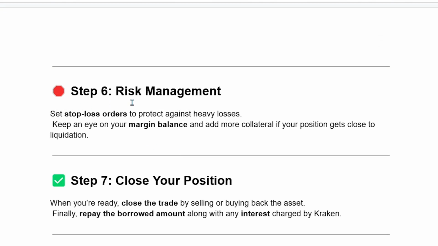Step 6. Risk management. Set stop loss orders to protect against heavy losses. Keep an eye on your margin balance and add more collateral if your position gets close to liquidation.